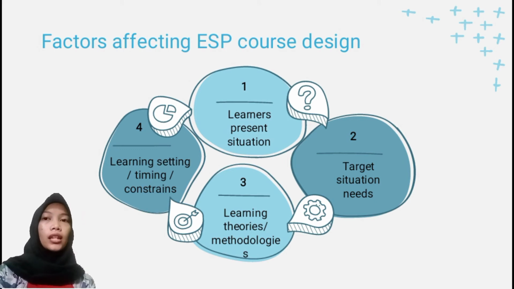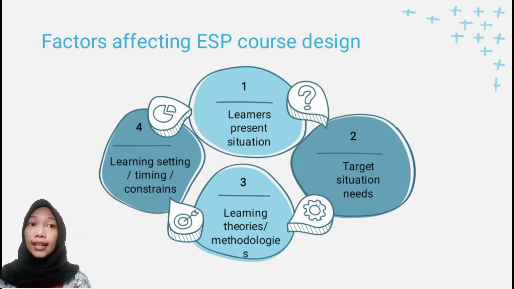Target situation needs refers to what the learners need to do in order to be able to communicate effectively in the target situation. In these target needs, there are three parts. The first is necessities. Necessities represent the final objectives. They show what the learners are able to do at the end of the English course.